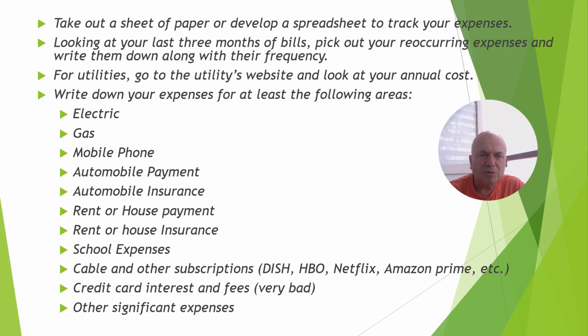So the exercise is pretty simple, and I've used this with a lot of people that I've mentored over the years. First, just take out a sheet of paper, or you can use a spreadsheet, and then go look at your last 3 months of bills, and pick out your recurring bills that you have and write them all down. And then, like utilities, sometimes you have to go to the website to find your annual costs. But the idea is to figure out what you're spending where and how much on an annual basis.